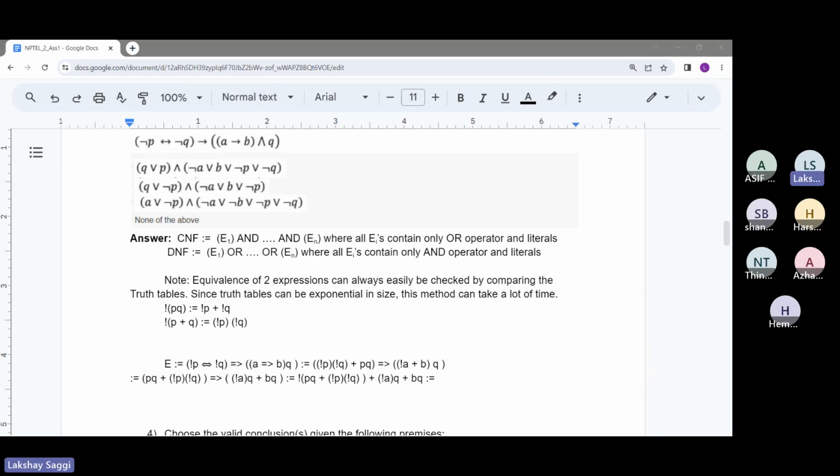Okay, so Hemant is saying at least this part is understandable. So yeah, nice.